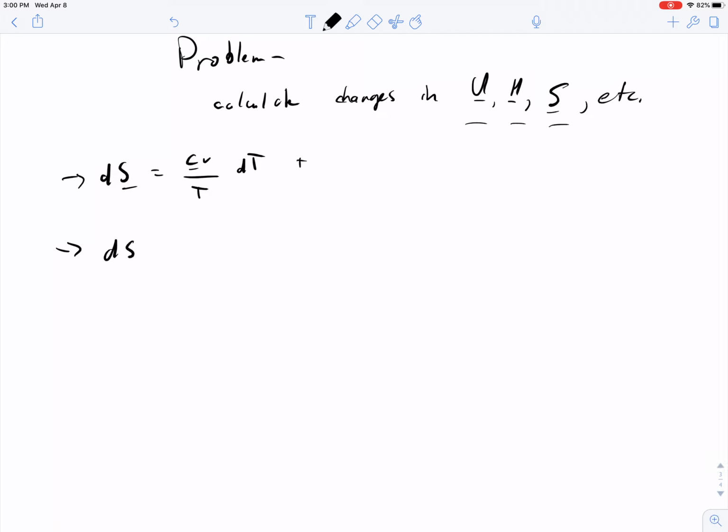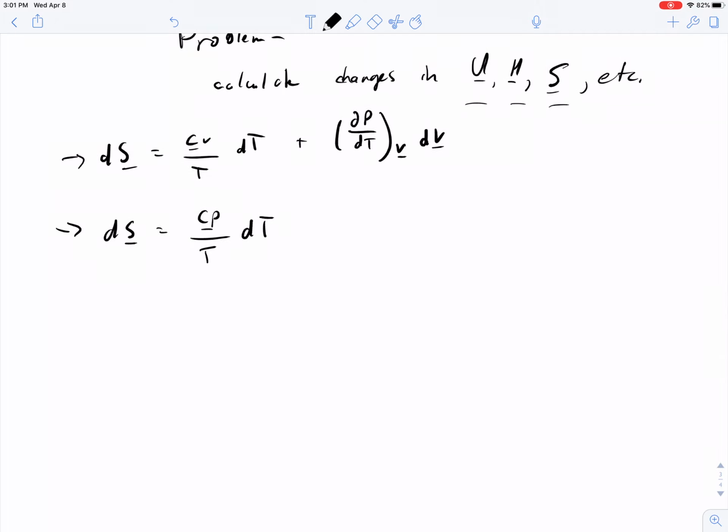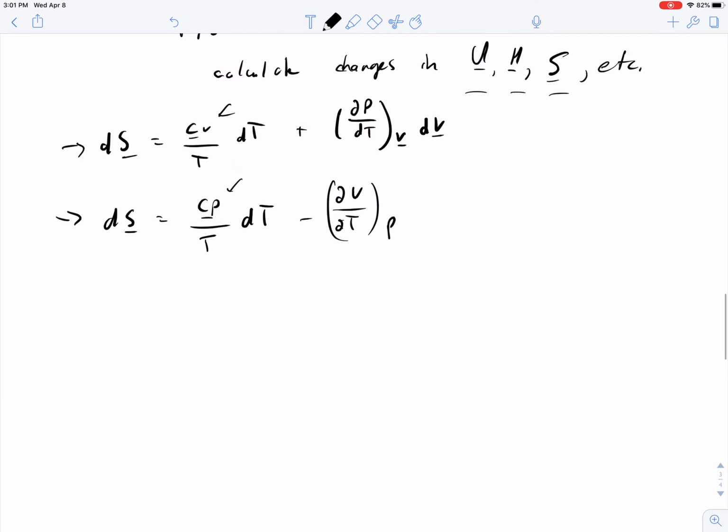I'm going to do this twice for two different definitions of this. The specific enthalpy: a specific heat capacity over temperature, dT, plus, for instance, dP/dT at constant V times dV, a small change in volume. Or, it can look at the change of entropy as it relates to the various specific heat capacities, and then changes in these other properties.